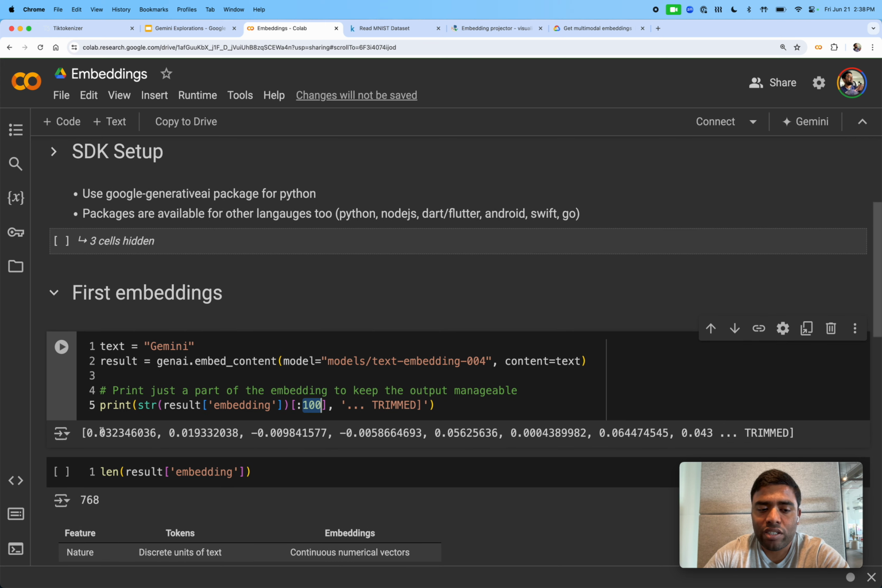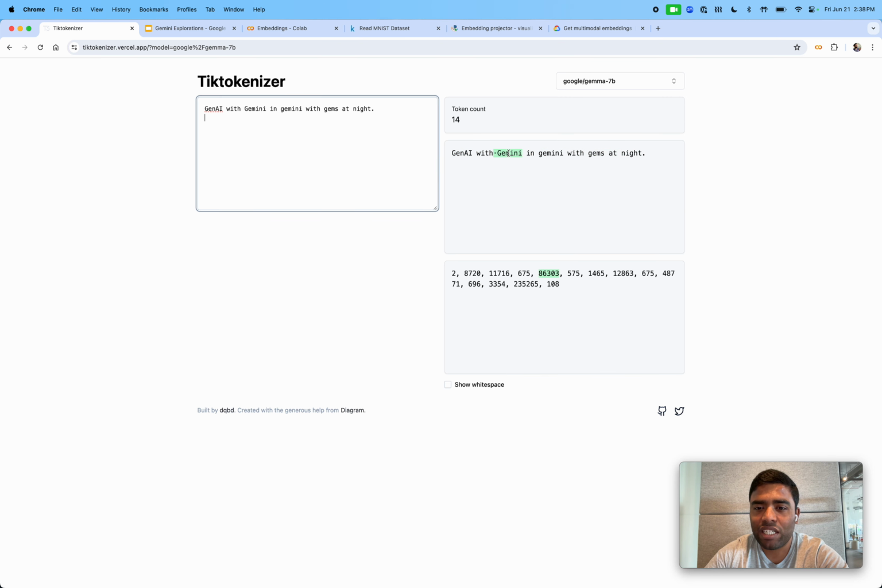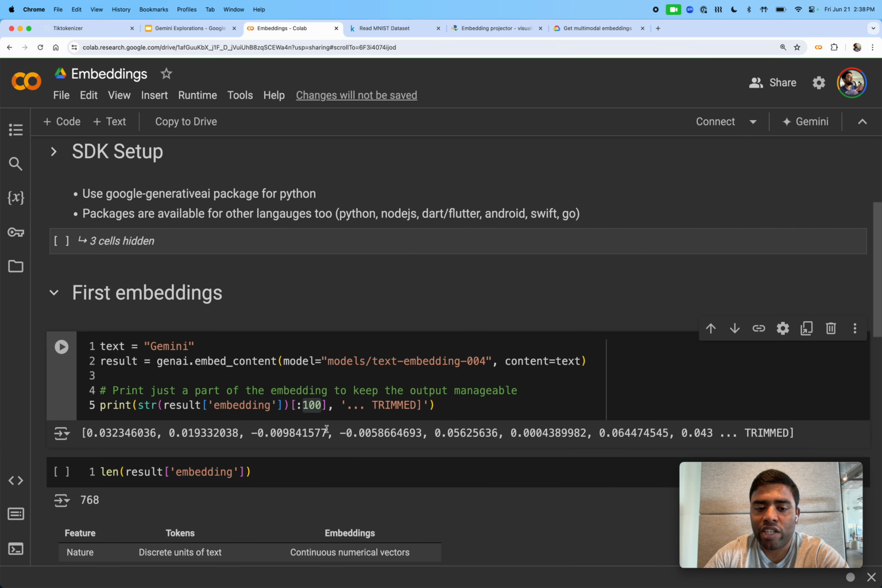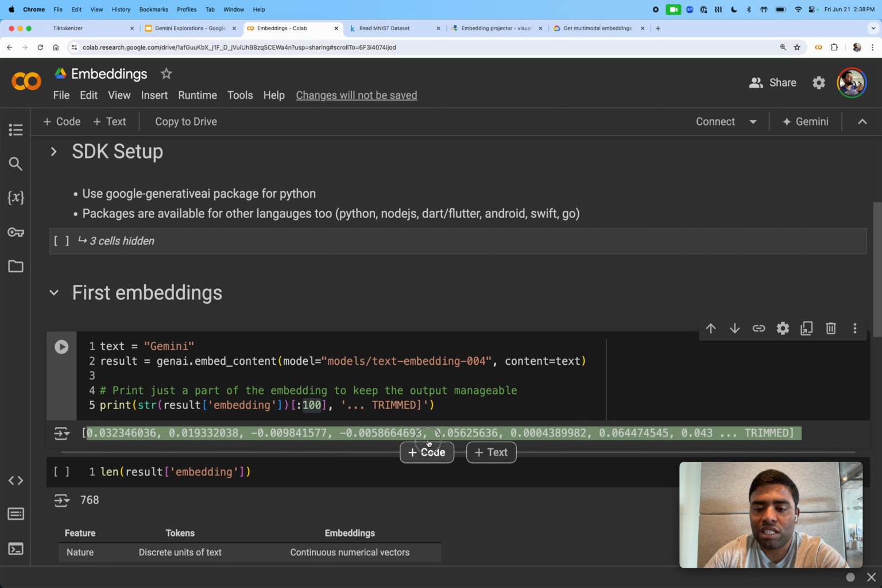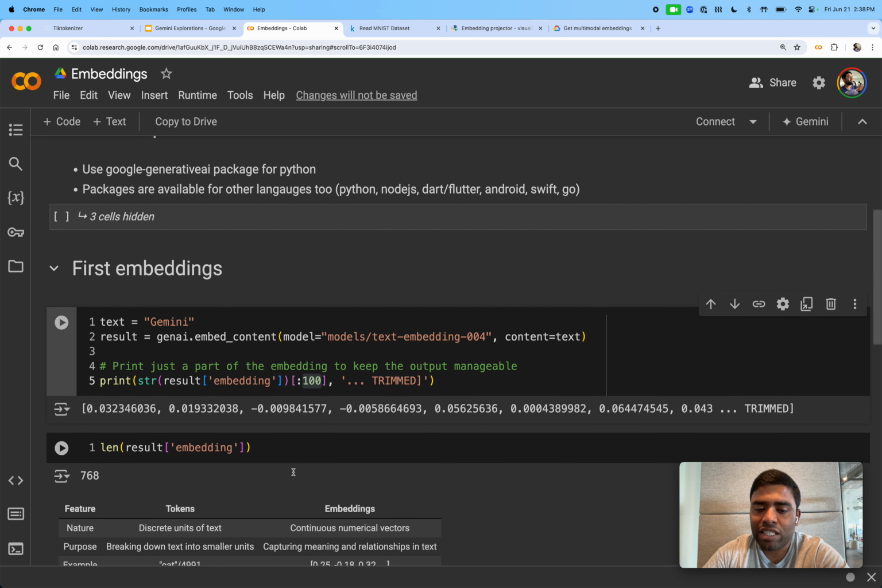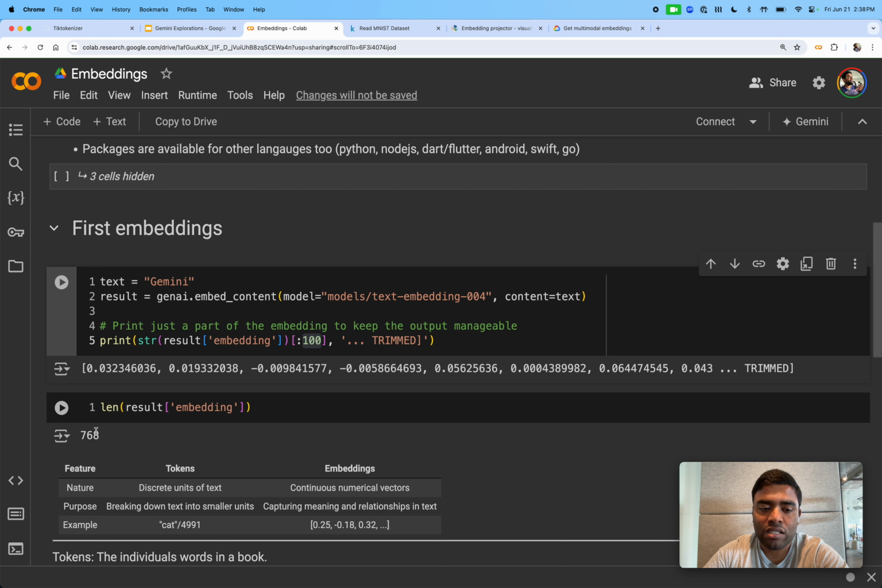As we see right here, these values are not the same as the number here for Gemini, 86303. It actually is multiple different numbers. One way to think about this is it's an n-dimensional space in which these numbers represent where Gemini is, like a point in that n-dimensional space. What is that n-dimensional space? In this case, it's 768 different dimensions on which we have embedded the word Gemini. And this is the embedding of that.